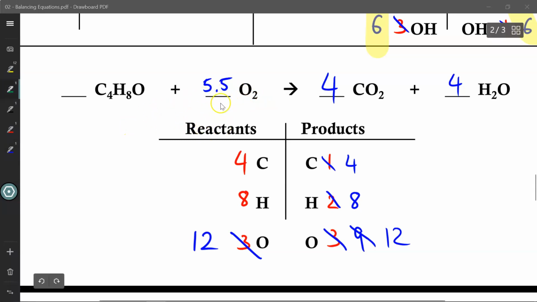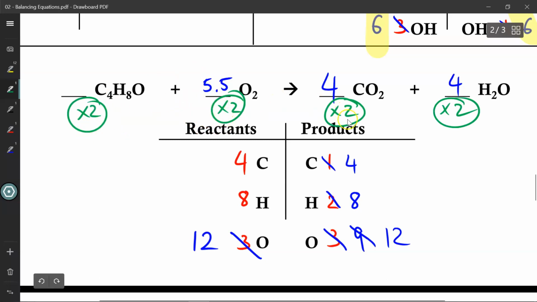So here's the second part to this trick. To get rid of this 5.5, multiply everything by 2. Now I have 2 of these. 2 times 5.5 is 11. 2 times 4 is 8. And 2 times 4 is 8. By multiplying everyone by 2, I've gotten rid of that half coefficient.